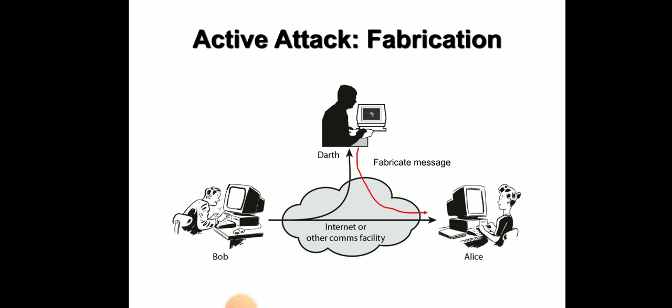The next active attack is known as fabrication. In fabrication, the intruder creates a false message and sends it to the receiver side. For example, Bob sent a message to Alice, the intruder captured the message from Bob and then he fabricated a message. That fabricated message is sent to the receiver side. So that is called fabrication.